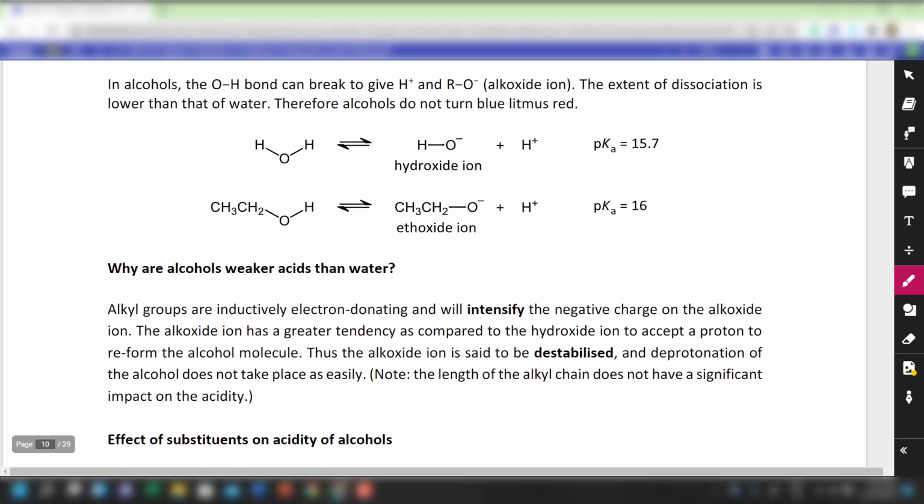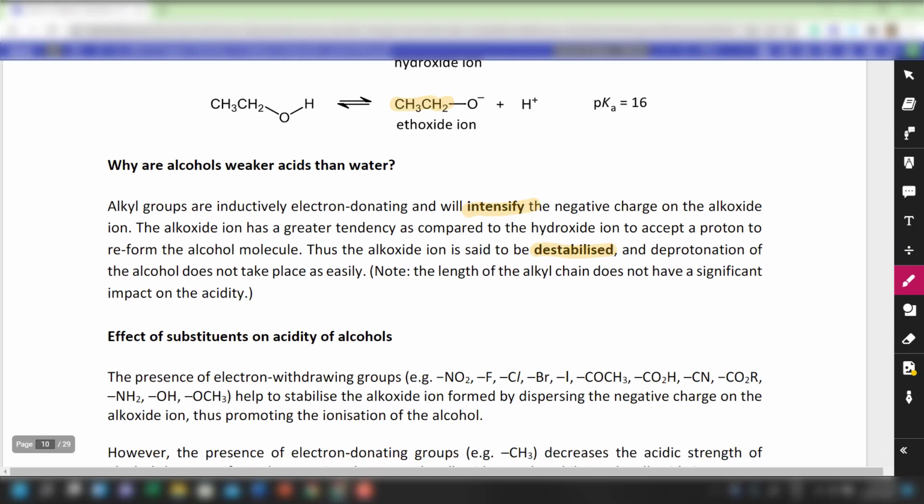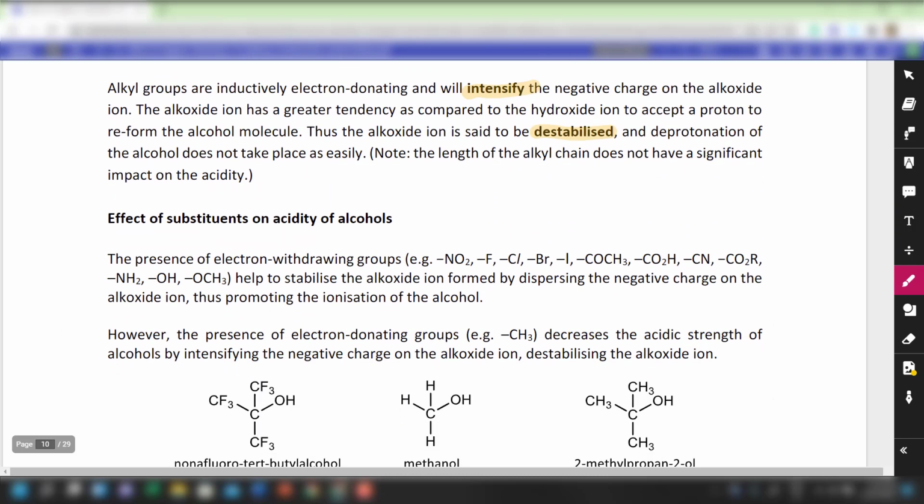Okay, so a very simple explanation, if you compare directly with water, is that the O⁻ is directly bonded to an electron-donating ethyl group. The electron-donating ethyl group will intensify the negative charge at the oxygen, and in that situation destabilize the ethoxide anion more than OH⁻. So in that case, we will say that the extent of ionization for ethanol as compared to water is actually lower.